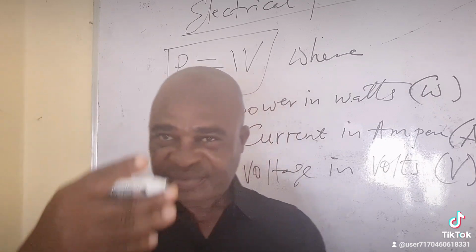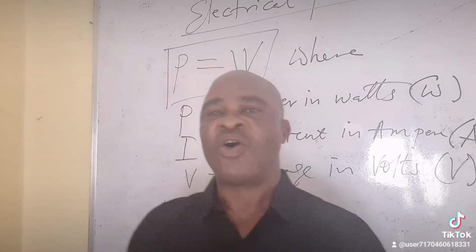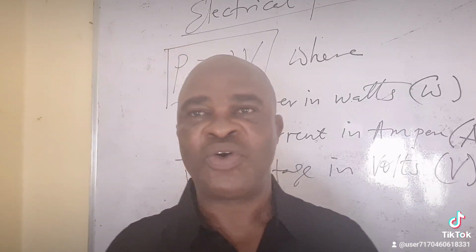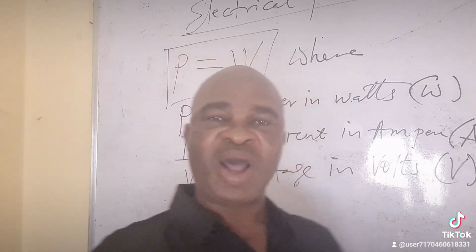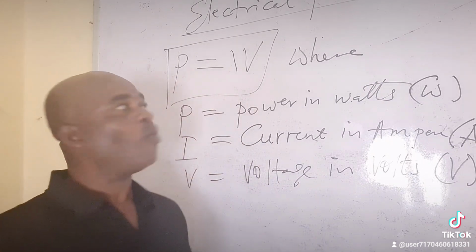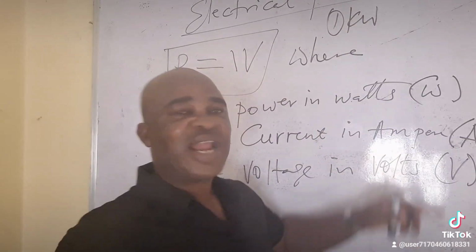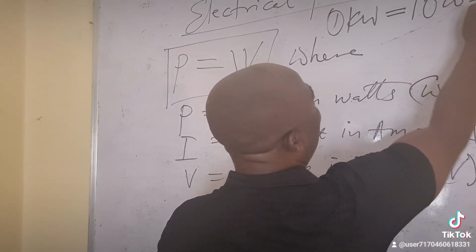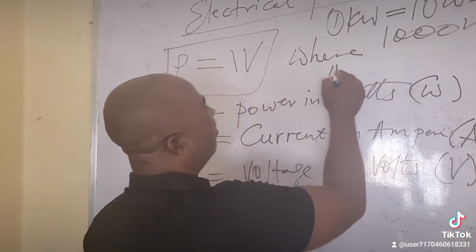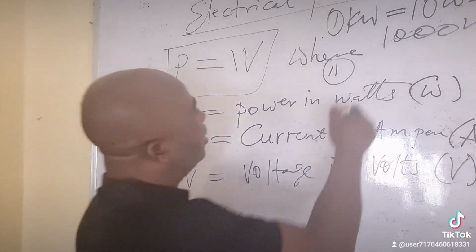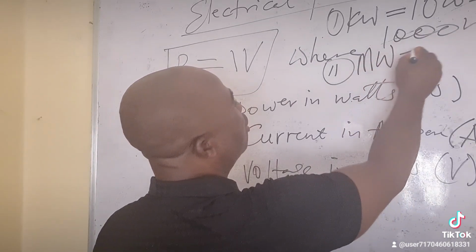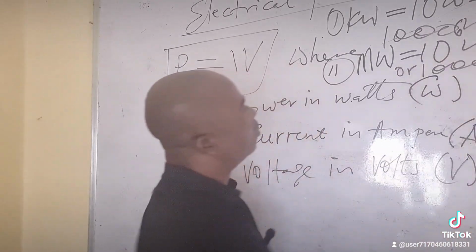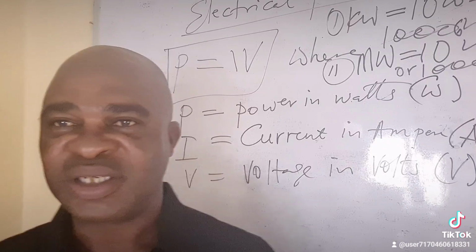And what is watt? Watt is defined as the rate of flow of 1 joule of energy per second. That defines 1 watt. Now, another thing that is very important to know is that we have larger units of power. One, the kilowatt, written as kW. A kilowatt is equal to 10 raised to power 3 watts, or 1000 watts. The second larger unit of power is the megawatt, written as MW, and the value is 10 raised to power 6 watts, or 1 million watts. So these are the larger units of power.